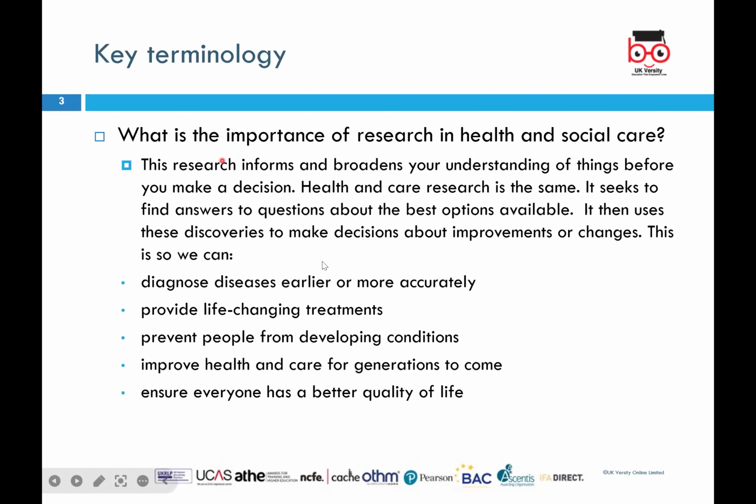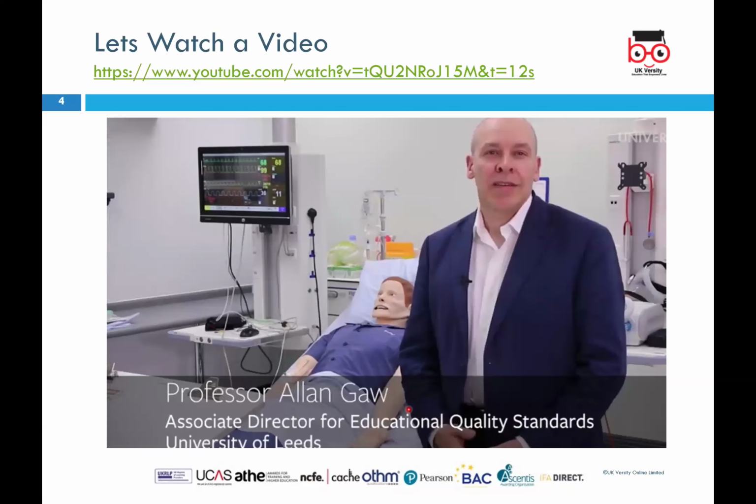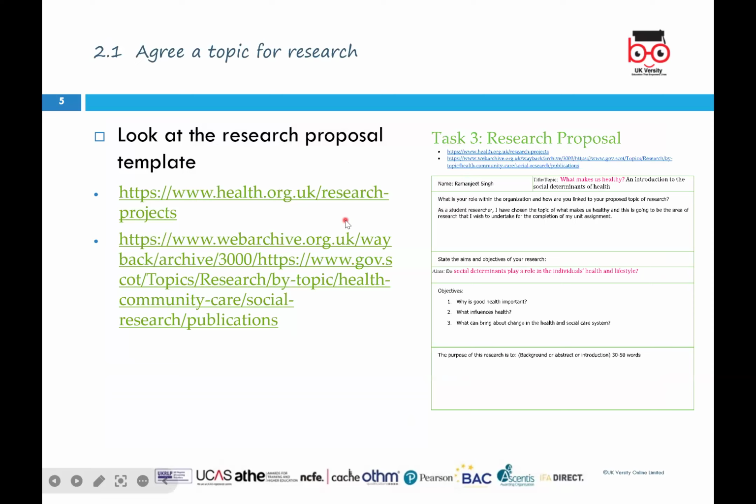So what's the importance of research? We've talked about this earlier. We know why we are doing research. It's basically to diagnose diseases earlier, more accurately, provide life-changing treatments, prevent people from developing conditions, improving health and care for generations to come, and ensuring everyone has a better quality of life. Again, if it's coming up a lot, that means it's important. I've shown you this research proposal earlier. I'll show you the same research at the end of this lecture.